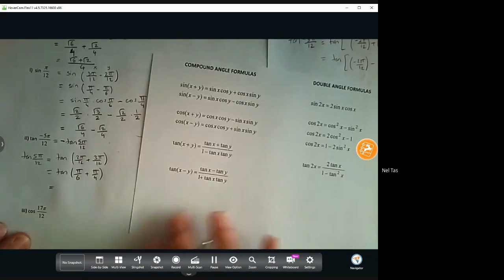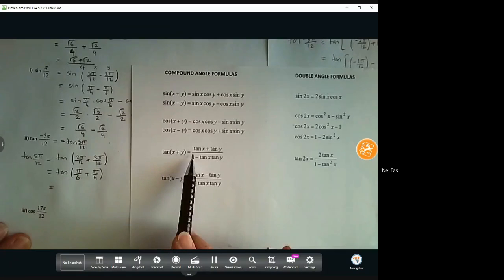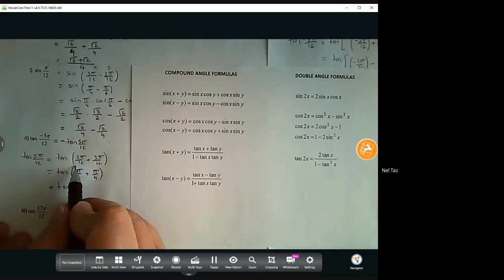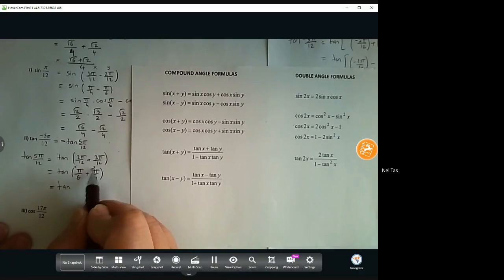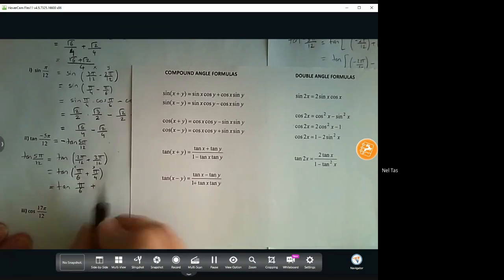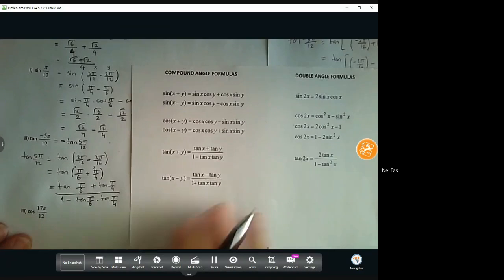Let's have the formula sheet here. So we are adding two angles here. So tangent x plus y formula. So tangent x, your x is now pi over 6, your y is pi over 4. Tangent pi over 6 plus tangent pi over 4 over 1 minus tangent pi over 6 times tangent pi over 4.